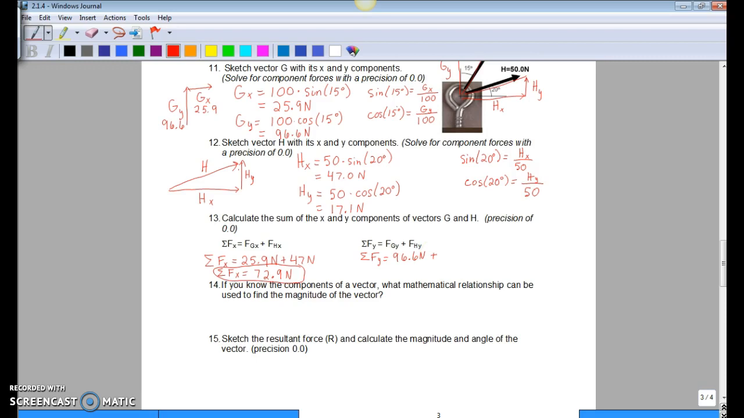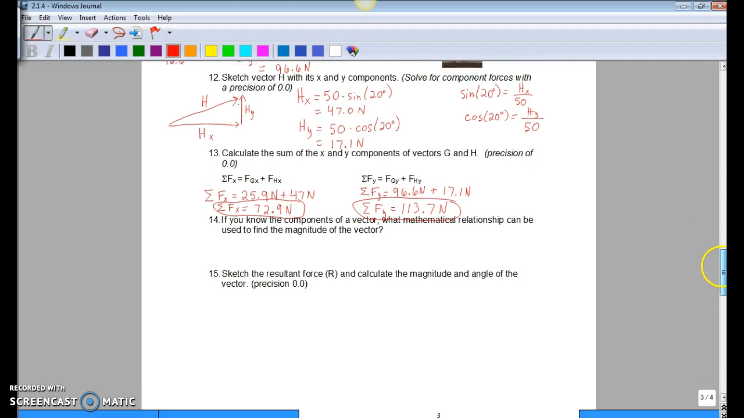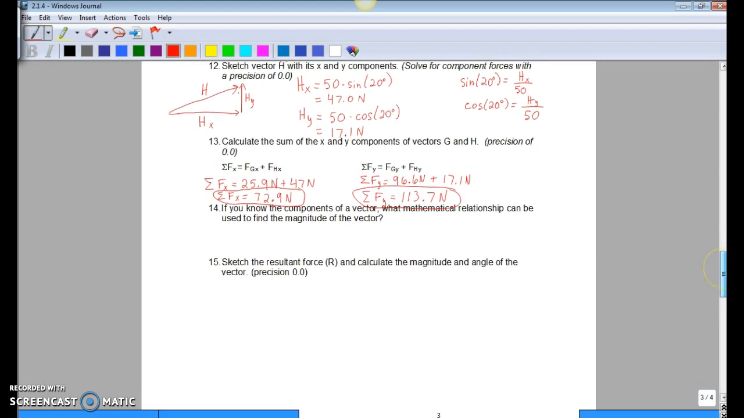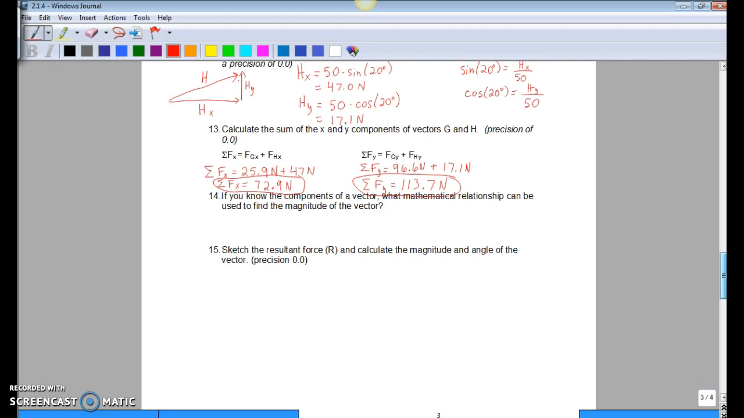And h in the y direction was 17.1. So the grand total sum of forces in the y direction comes out to be 113.7 newtons. There's question 13. Question 13 is just calculate the sum total of the x's and of the y's.